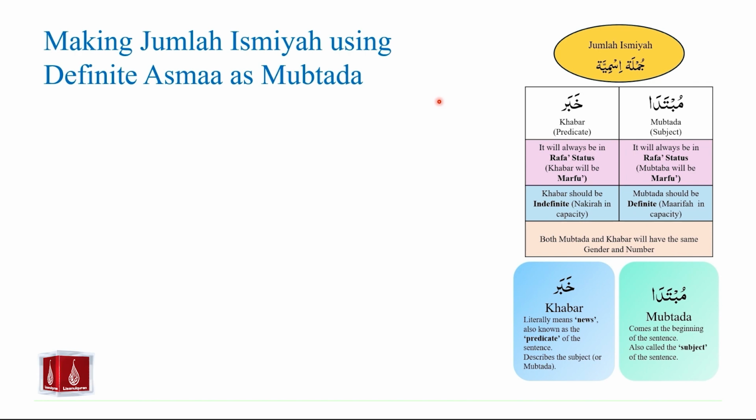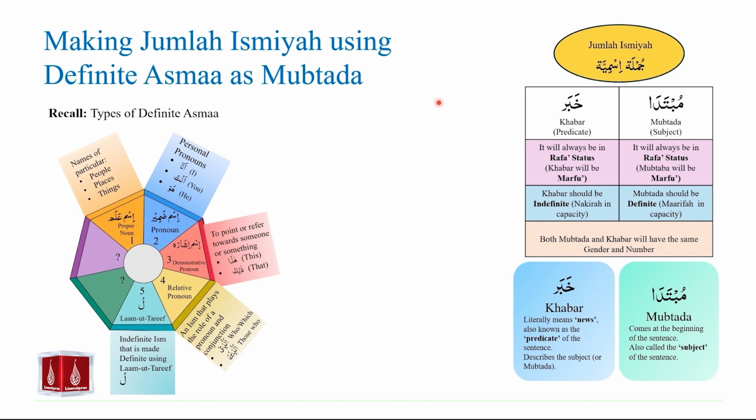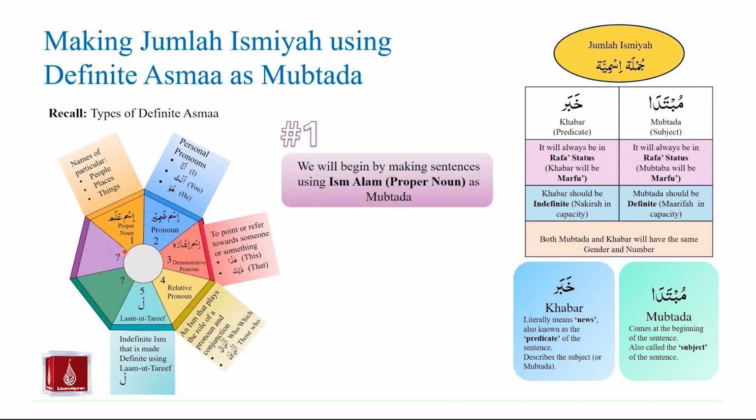We will start by using definite asma as mubtada. If we recall, we have so far studied 5 types of definite asma. These are number 1, ism alam or proper noun, ism zamir or pronouns, ism ishara or demonstrative pronouns, relative pronouns, or lamut tarif. We will start by using proper nouns as mubtada. So we will start making jumla ismiya by using ism alam or proper noun as mubtada.